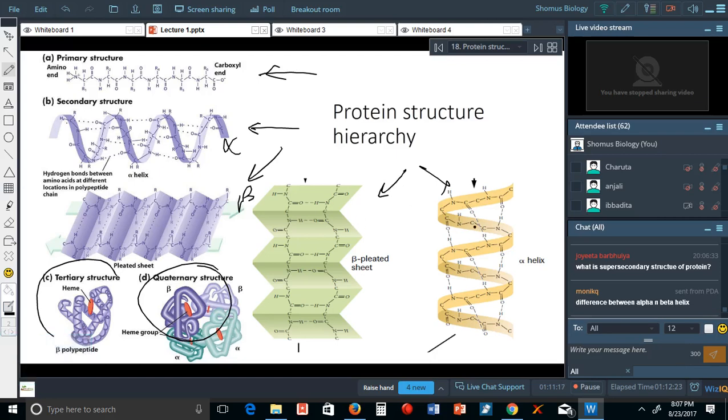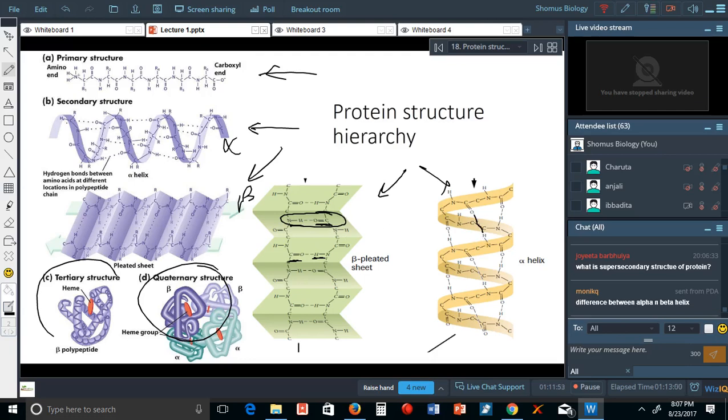If you look at the structures of beta sheet and alpha helix, one is helical, another one is sheet-like. Both of them form hydrogen bonds between neighboring amino acids: the carbonyl group from one and the NH group from the neighbor. That's how they interact with themselves, but the interaction pattern is different. In alpha helix, the carbonyl carbon is linking to the hydrogen of the NH. This is how the hydrogen bonding is formed.